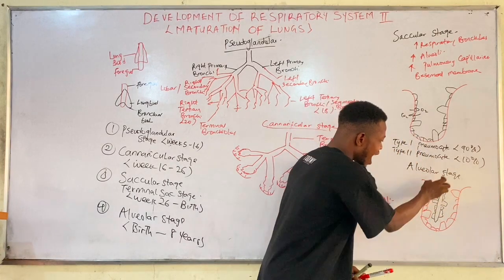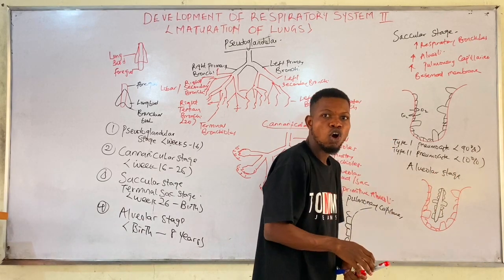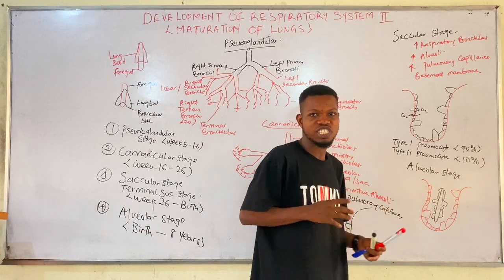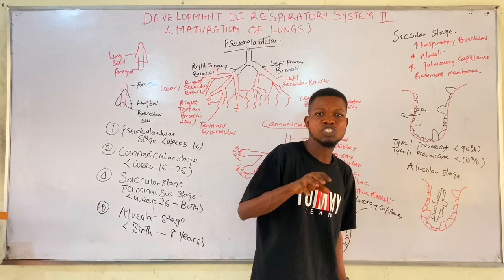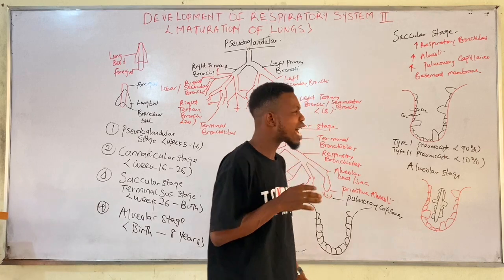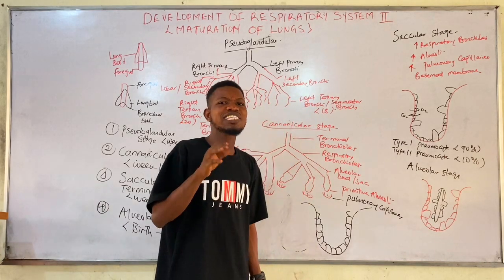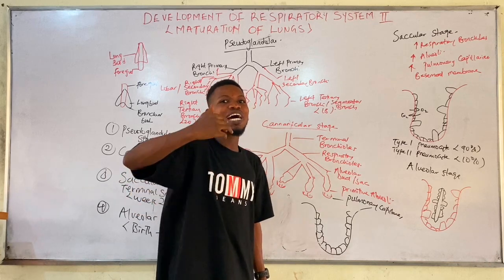So this septal increases the surface area of the alveolar to ensure more and more gaseous exchange. Do you get what I'm saying? It increases the surface area of the alveolar so that more gaseous exchange can occur. That's the essence of the alveolar stage. And you need to know that at birth, our alveolar is about 100 million. But when we reach 8 years, the alveolar begins to increase to about 300 million.